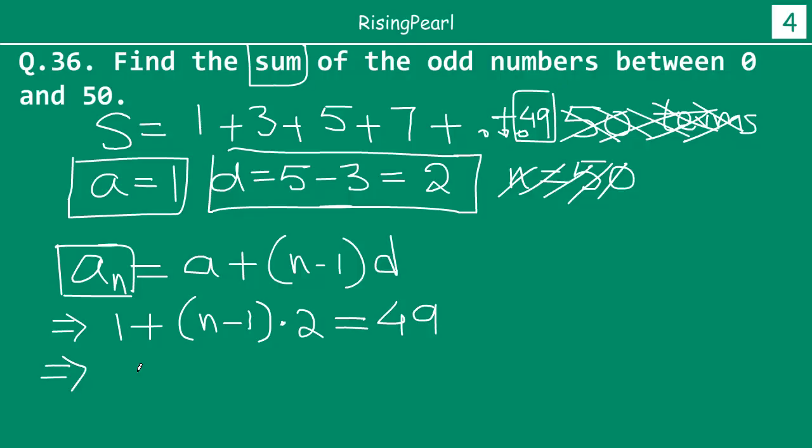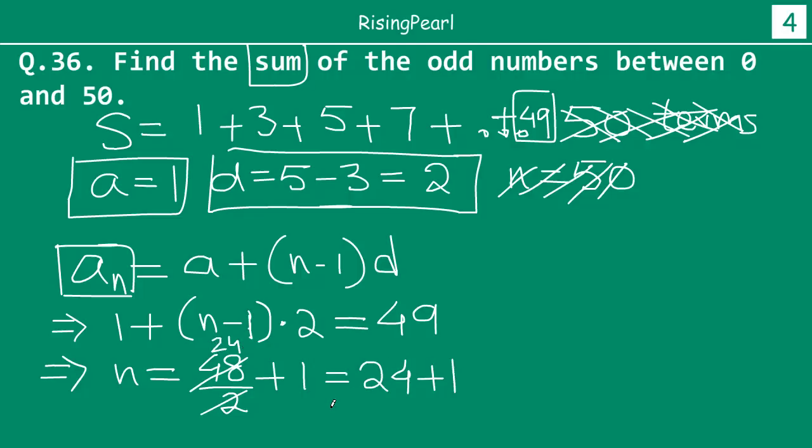If we solve this, we will have n. So this plus 1 will go on the other side and become 48, and we can divide 48 by 2. So n equals 49 minus 1, which is 48, divided by 2, and whatever value we get, we add 1, since the minus 1 goes to the other side and becomes plus 1. 2 twos are 4, 2 fours are 8. So 48 divided by 2 is 24, plus 1, that means n is equal to 25. So we first had to find out how many terms there are, and we found out there are 25 terms.